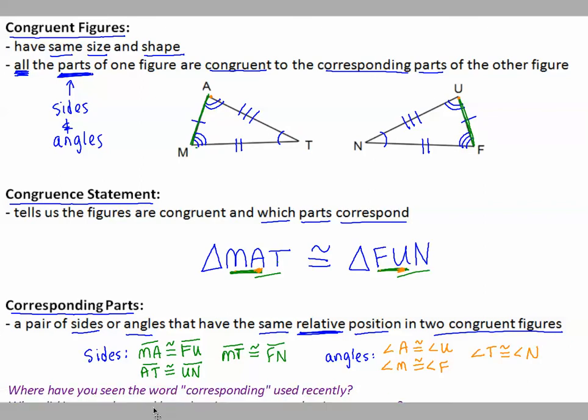So I want you to think about the word corresponding. When we talk about corresponding parts, we've heard this word corresponding before. Where have you seen the word corresponding used recently? What did it mean then, and how does it compare to what it means now? Please pause the video, and in the margin of your notes, on the left-hand side, I want you to write about where you've seen corresponding parts. Make sure you jot that down.